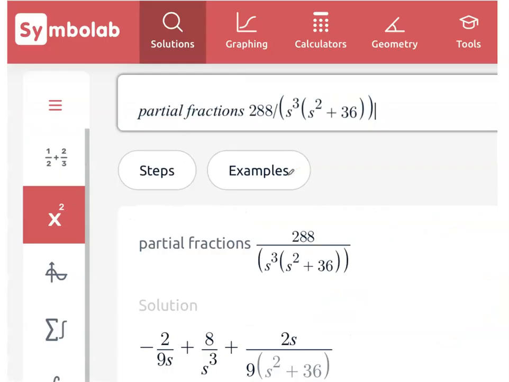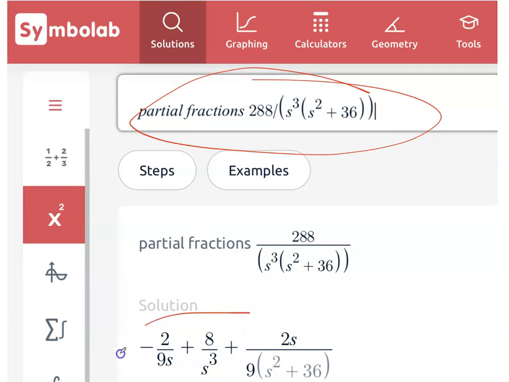Instead, if you just enter into some search engine like Google, partial fraction calculator, something like that, you can just try this one. For example, Symbolab. You just enter partial fractions and 288 over s cubed, s squared plus 36, and it will spit out the right answer. So I'd rather use Symbolab or just some other partial fraction calculator than Wolfram Alpha, which is usually pretty good.